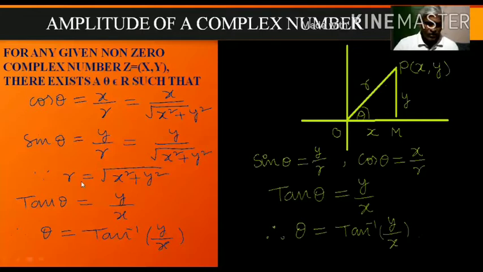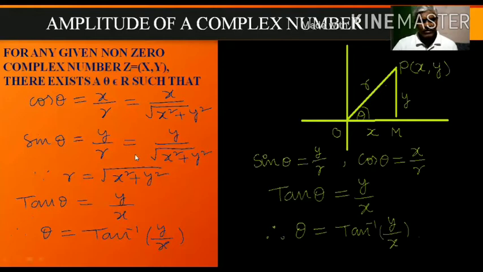Since r is equal to under root x square plus y square, you can observe this figure triangle. From Pythagoras, the hypotenuse will be under root side square plus side square. So this r value, under root x square plus y square, is nothing but the modulus of a complex number, but here it is the hypotenuse.